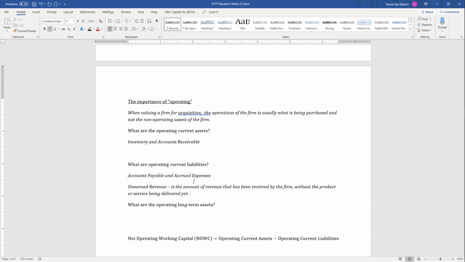So in the case of the subject firm for your case, they have a subscription model where people pay, let's say, a year in advance. Okay, so they pay a year at a time. So whenever someone does that, that creates a liability for them because they've received the revenue from that subscription, but they haven't yet delivered the full service. And as that year goes by, more and more of that revenue is earned. But that does create a liability for the firm. So what are the operating long-term assets? So these are going to be primarily your fixed assets.